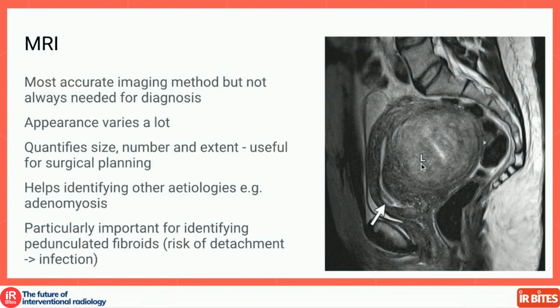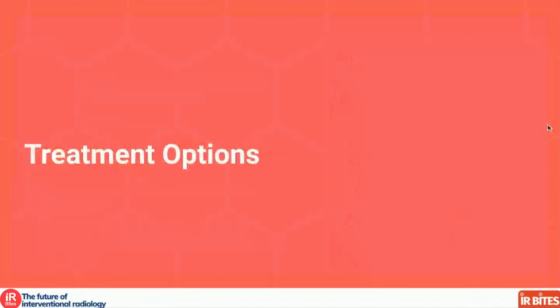And the other reason why it's worth doing is because it's particularly important for looking at pedunculated fibroids. The reason for that is if you embolize one of those, there's a higher risk of detachment compared to a regular fibroid. And if the fibroids detach into the peritoneal cavity, so for the subserosal ones, there's a higher risk of infection. So you don't want to embolize those if you can help it. So we'll move on to the different treatment options that are available.